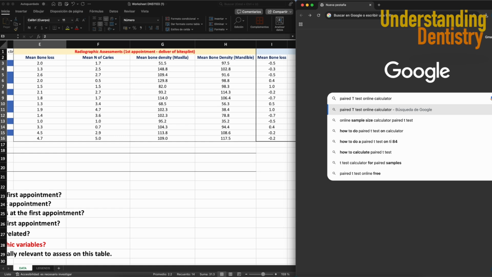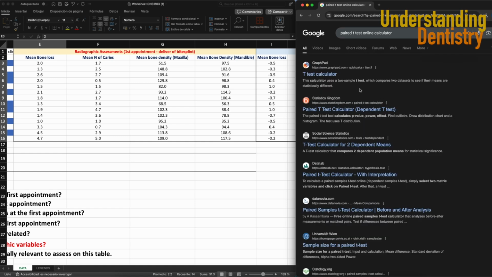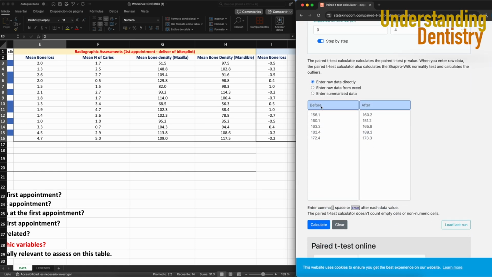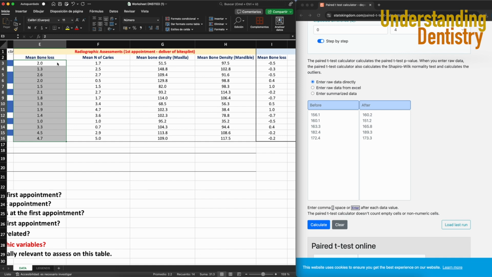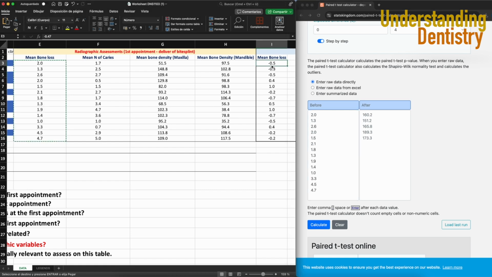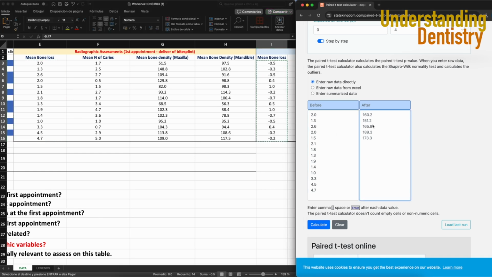All right, so paired t-test online calculator, and then again, any of these links would be good for us. Before and after, for example, we already even have the example here. We just need to make sure that we are comparing the same thing, because it's a paired comparison, and that the patients are in the same order. So mean bone loss, I am copying all this data, which is the data of before bite splints, and then I just take all the data after bite splints, okay? And we even have some negative values for some reason, but doesn't matter.